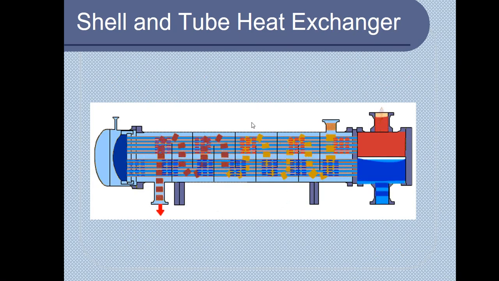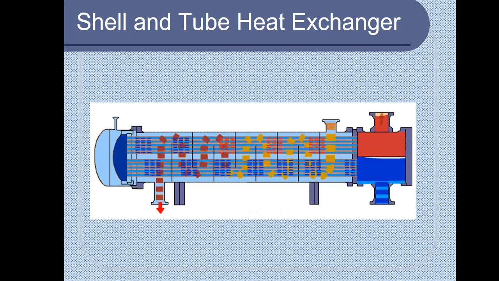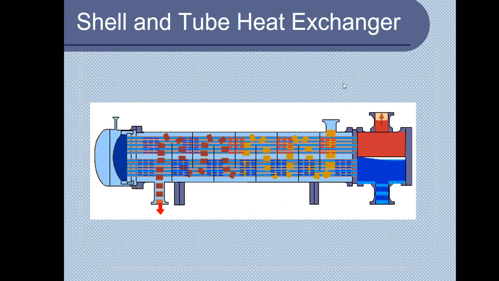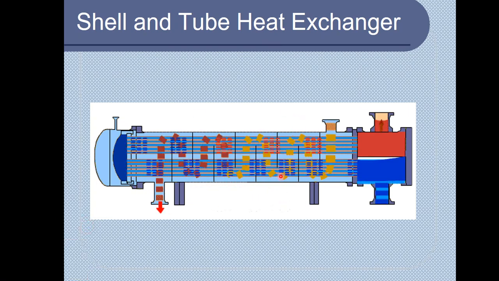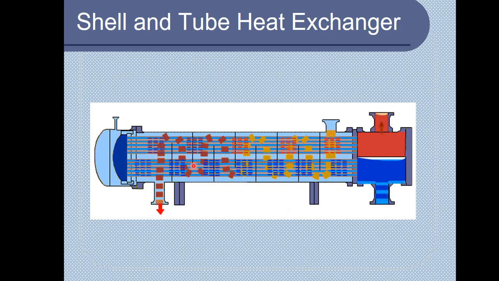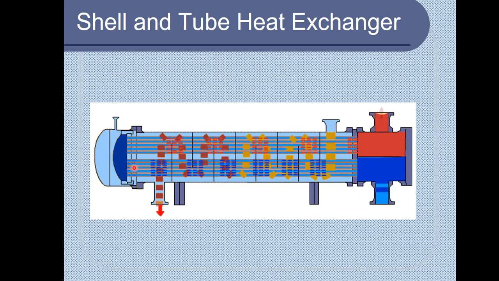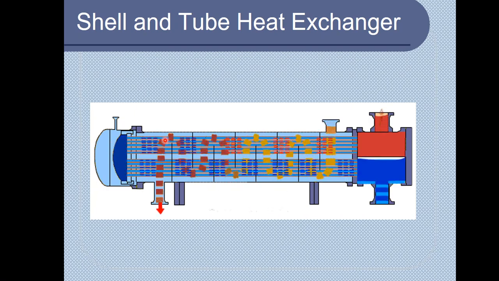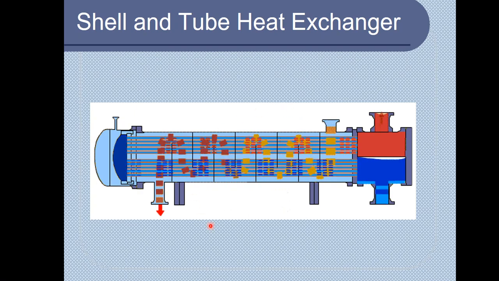So the case of the shell and tube type heat exchanger is this, and the one that you are seeing is a one shell, two tube pass heat exchanger. You have one shell and you have two sets of tubes. So two tube passes. The fluid that enters this set of tubes still has to pass through this other set of tubes. So two tube passes in one shell.